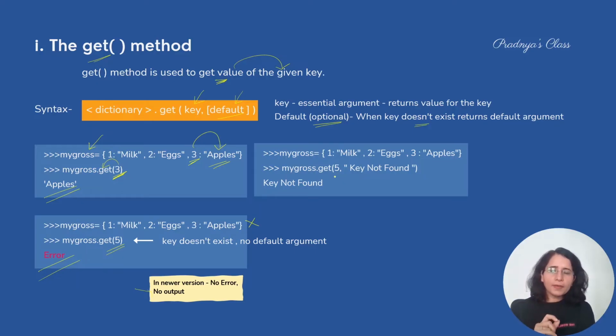Look at this example. I am specifying the same key which I specified here, 5, which is not present in the dictionary, but this time I have given one message here. So instead of printing an error, or not getting any output in case of a newer version, you will get one message. I gave the message "key not found", so I am getting this message. So the specified message will get printed if the key doesn't exist in the dictionary.